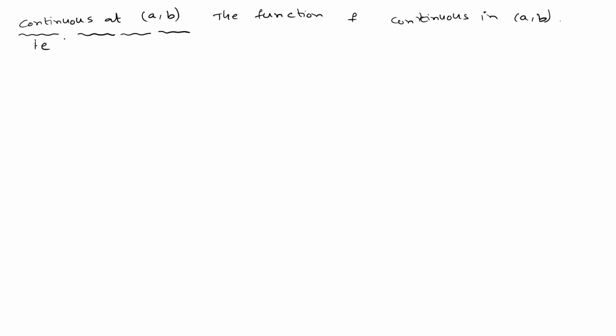Continuous at (a, b) is the same here. So the function f is continuous in the open interval (a, b), that is, f is continuous at every point.